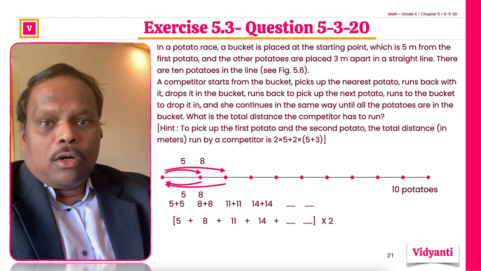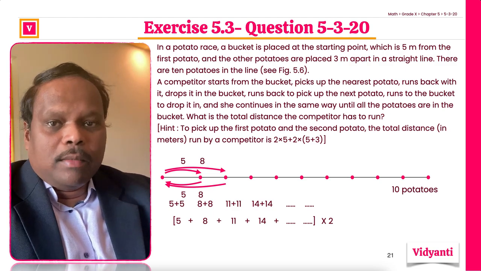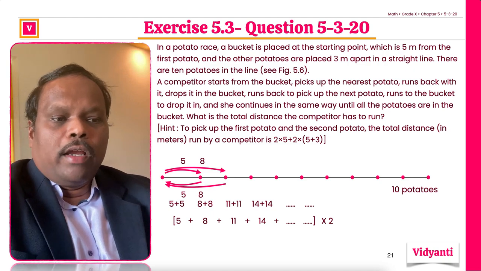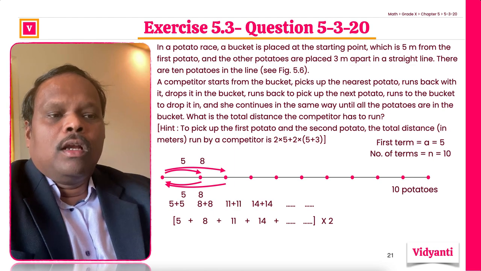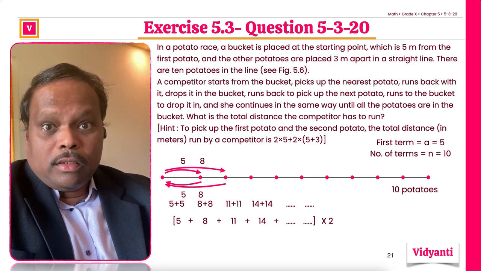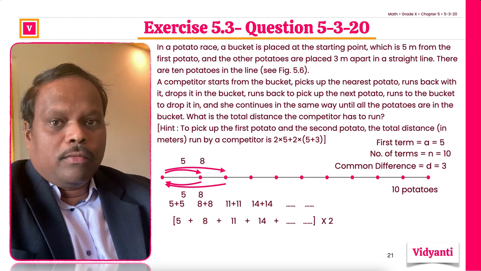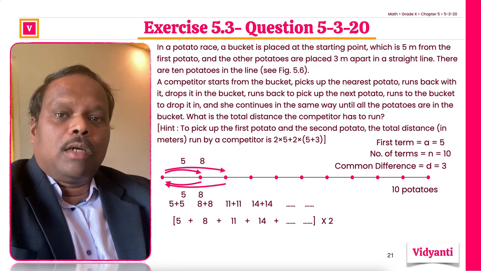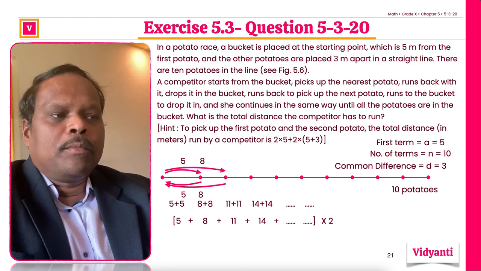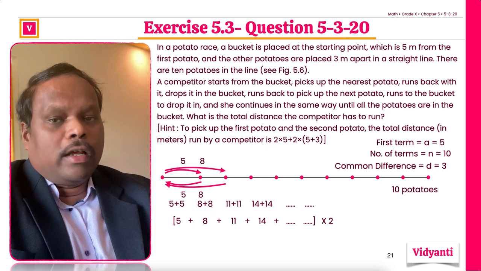Now, if you concentrate on the sequence of numbers inside the bracket, it's an arithmetic progression. Why? Because the first term is 5, that's a. The number of terms is 10 because there are 10 potatoes. And the common difference is uniform. The difference between two successive numbers is 3. Each previous number, when added by 3, gives you the next number. So this is an example of the sum of the first n terms of an arithmetic progression.